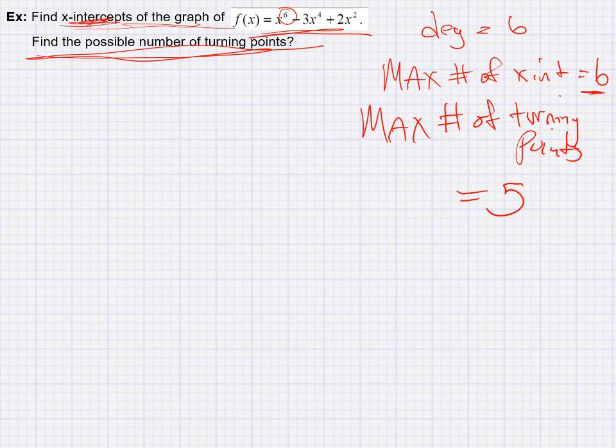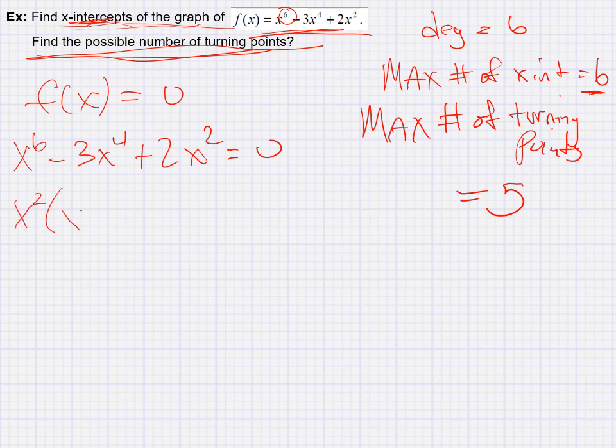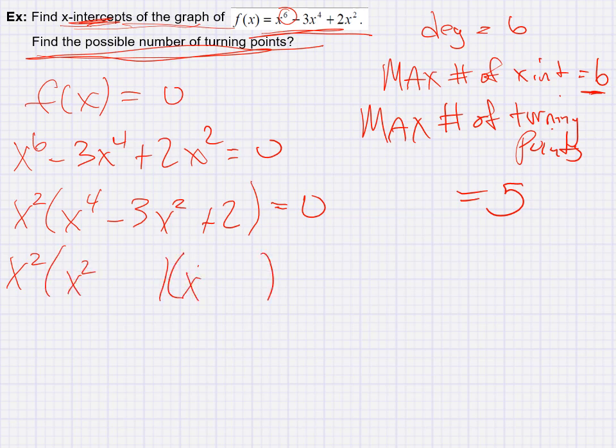So how we're going to do it, we're going to set the function equal to 0. So x to the 6th minus 3x to the 4th plus 2x squared equals 0. And we're going to solve. Again, factoring. Factor out an x squared. You're left with x to the 4th minus 3x squared plus 2. Factor that even further. We could say x squared, we'd have to get 2, so minus 2 and minus 1.